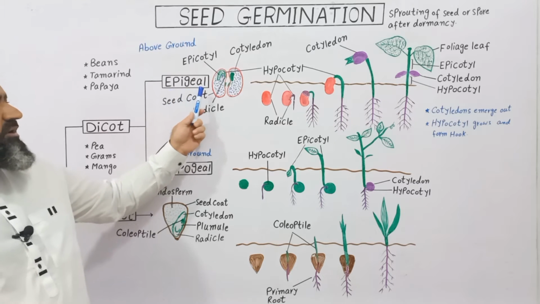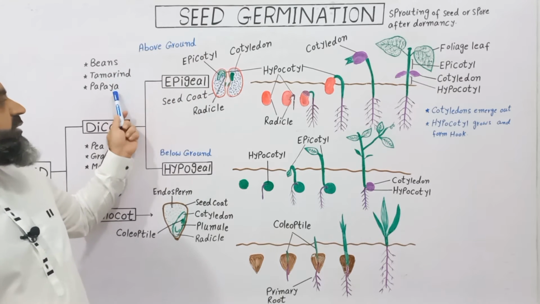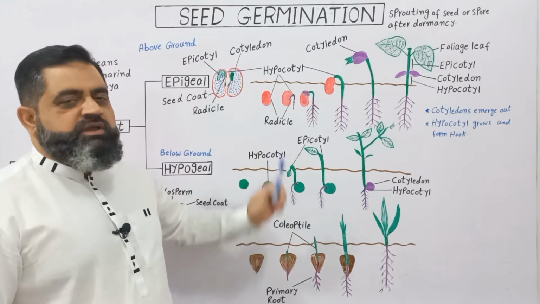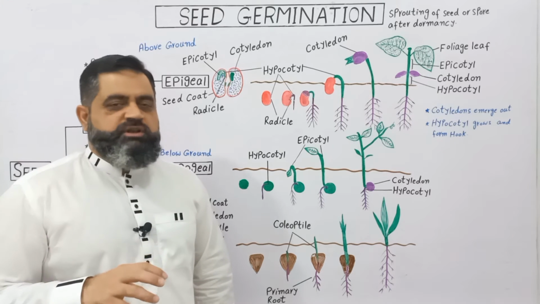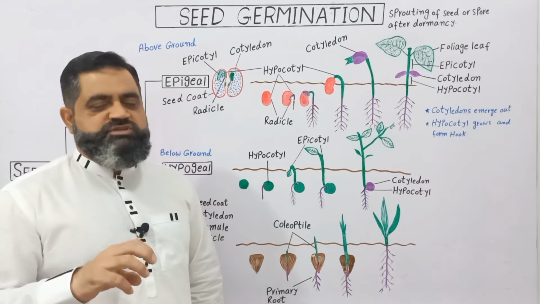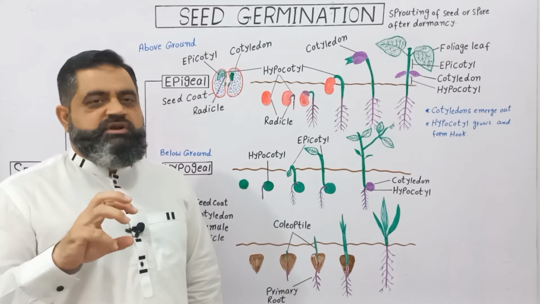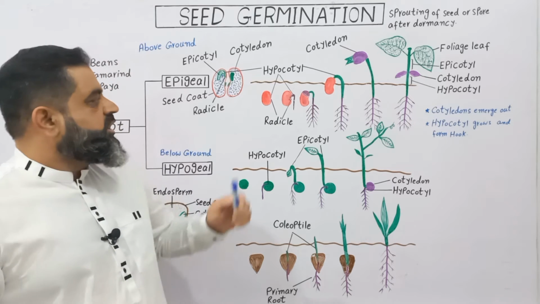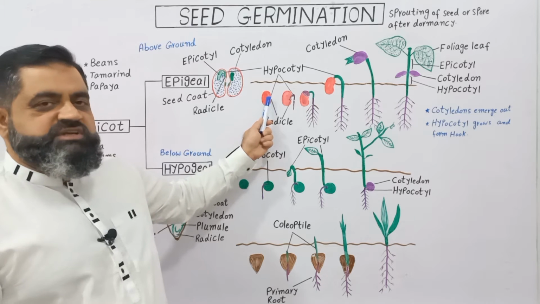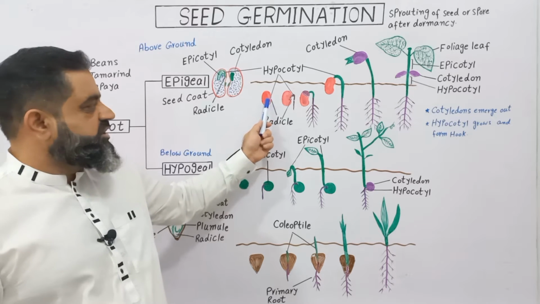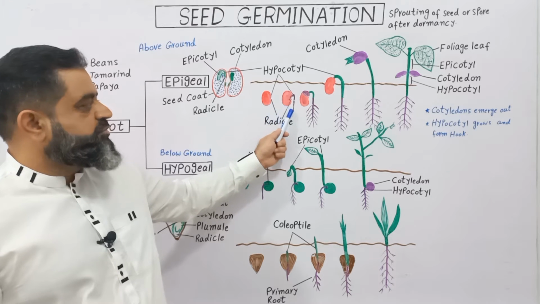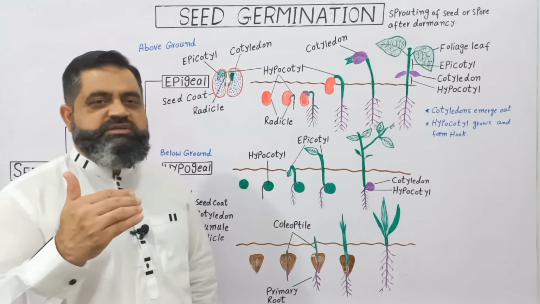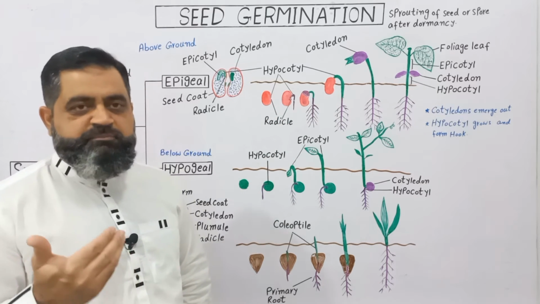Epigeal germination, as I mentioned earlier, takes place in beans, tamarind and papaya seeds. When a seed is sowed or buried in the soil, it absorbs water from the soil under certain conditions, in the presence of oxygen and light. The seed coat, after absorption of water, ruptures and the process of germination starts. The radicle, a part of the embryo, undergoes development and forms the primary root of the newborn plant. The second part is the plumule, which is going to form the shoot of the plant.